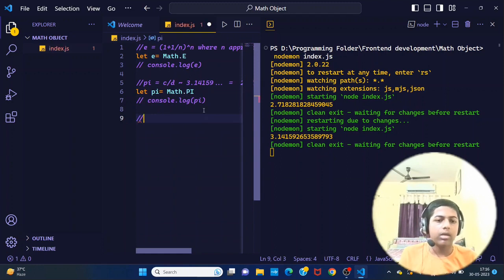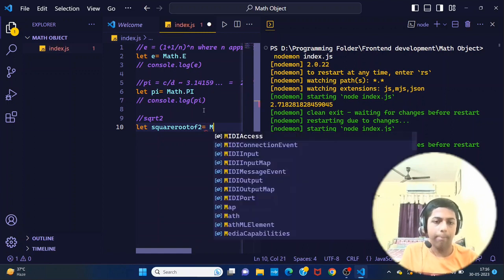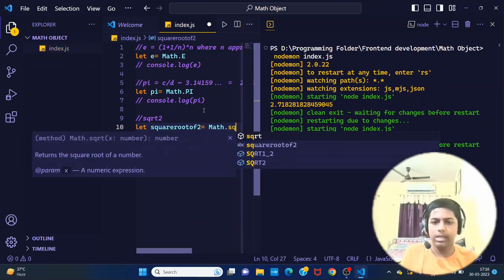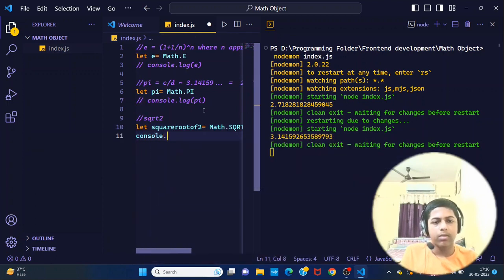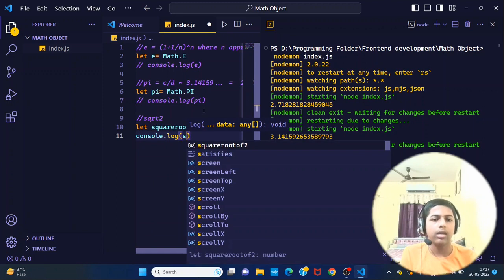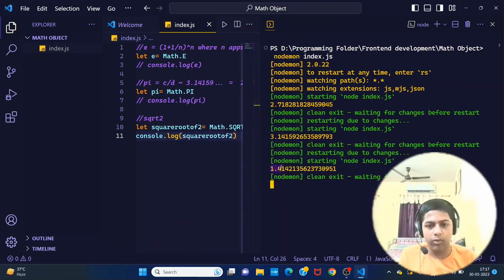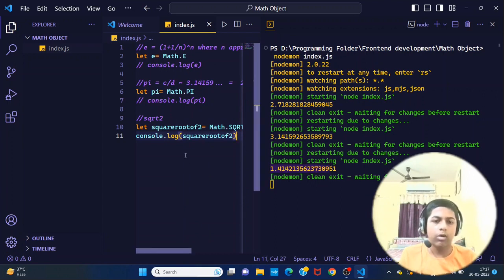Next we have the square root of 2. That's also something approximate. Let's take this: let square root of 2 equal Math.sqrt of 2. This may be approximately 1.414, if I'm not wrong. Yeah, 1.4142135623730951. This is the square root of 2.